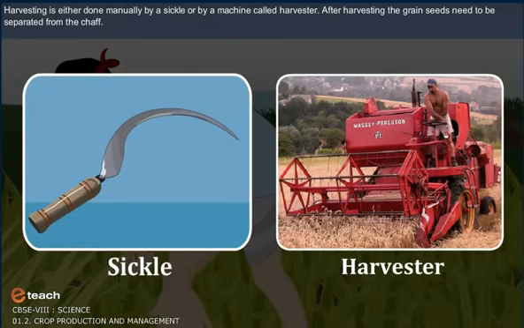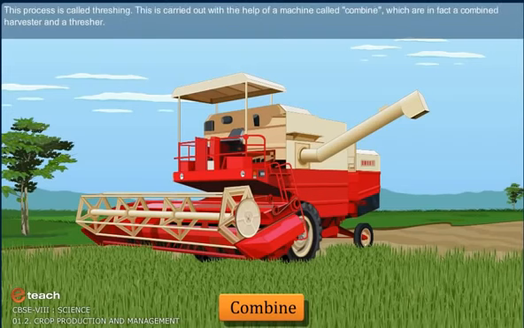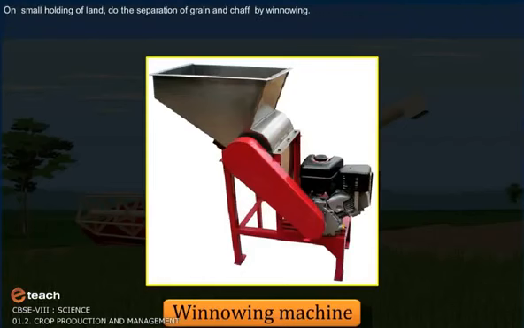After harvesting, the grain seeds need to be separated from the chaff. This process is called threshing. This is carried out with the help of a machine called combine, which is in fact a combined harvester and thresher. On small holdings of land, the separation of grain and chaff is done by winnowing.